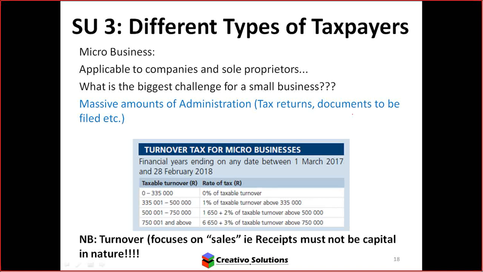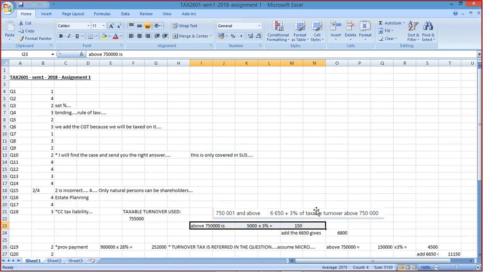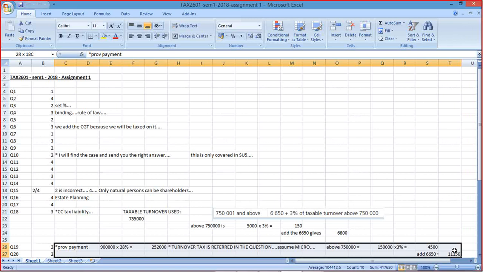So I did one earlier where you look at the excess. There's 6,650, and then I take the 900,000 minus 750,000, which is 150,000, times 3%, which equals 4,500. So 4,500 plus 6,650 equals 11,150. Correct. That is option 2.